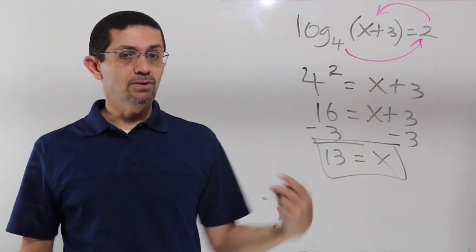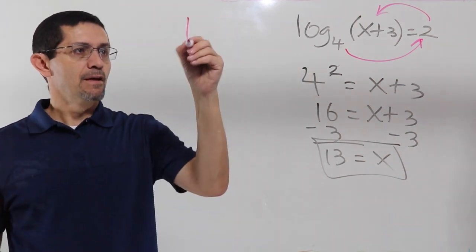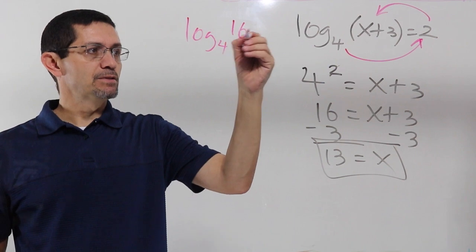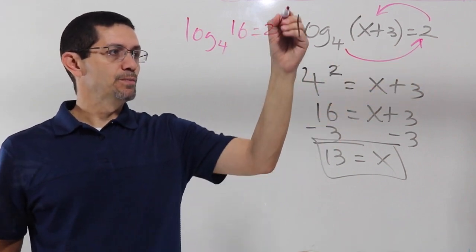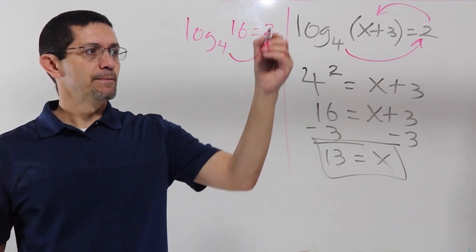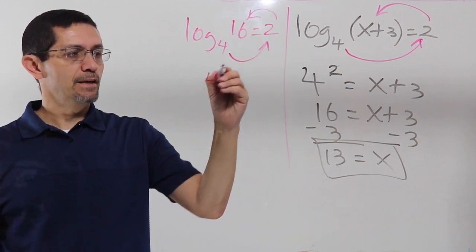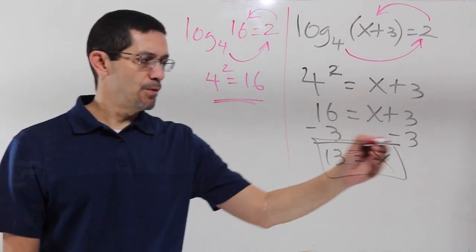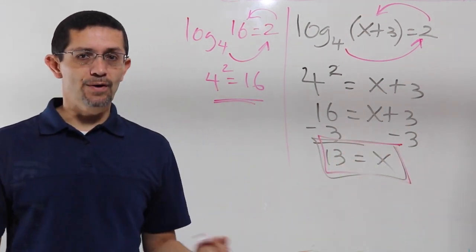You want to plug it back in to double check. So I have log base 4 of 13 plus 3, which is going to give me 16, and that's equal to 2. I'm checking my answer, that's what I'm doing. Now let's rewrite this: 4 to the second is equal to 16, which makes sense. Therefore, x equals 13, that's your answer.